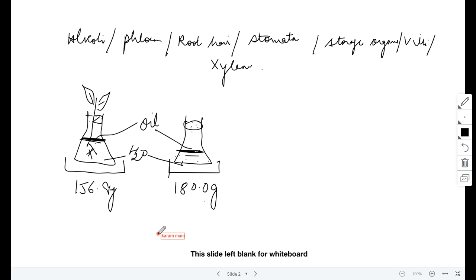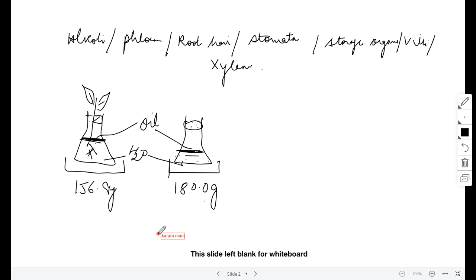This is for 1 mark. How does it help when it closes? So very little water can escape the plant. And can you name those cells which help in closing and opening of stomata? Guard cells. That's also very important. Actually, a small question can come out of that also.